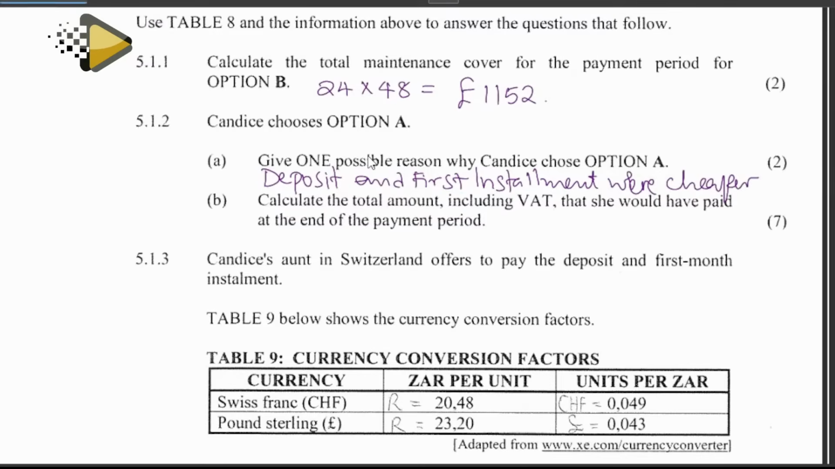Then calculate the total amount, including VAT, that she would have paid at the end of the payment period. Now, it's option A. So remember 117. This is the first money she paid and the deposit. Plus how much will she be paying every month? 195 pounds 61 pennies. Okay. Plus the maintenance fee, which is 25 pounds 36.